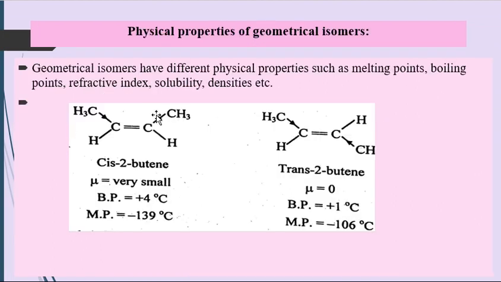Then next is the physical properties of geometrical isomers. Geometrical isomers have different physical properties such as melting point, boiling point, refractive index, solubility, and density. They have all the physical properties different. Here consider the example cis-2-butene and trans-2-butene. Here mu is very small because there is a flow of electrons to one side, but the dipole caused by this carbon CH3 bond is cancelled by the other carbon CH3, and therefore the dipole moment is 0.